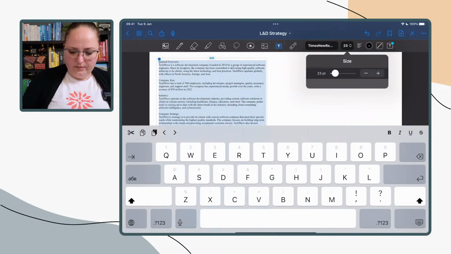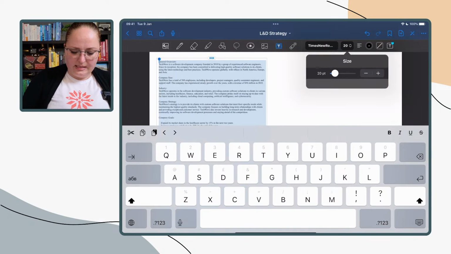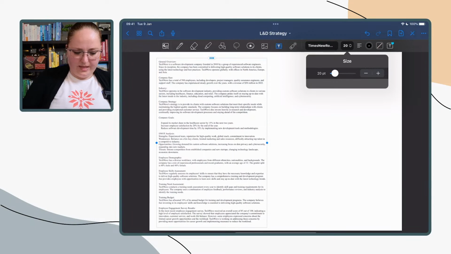There we go. Let's make the size smaller. Well, maybe not that small. Okay, there we go.